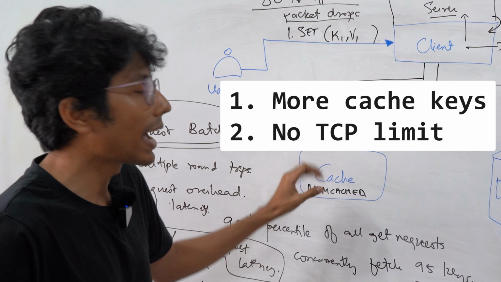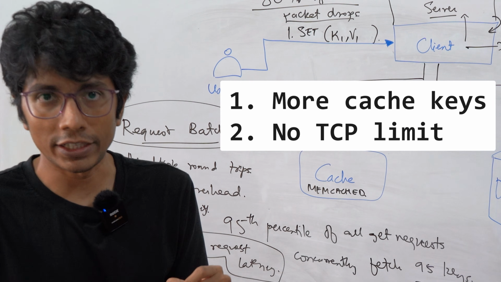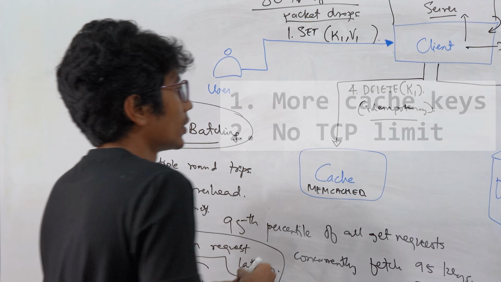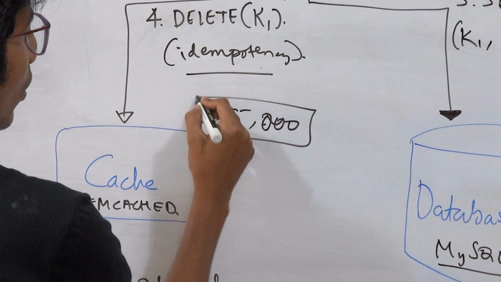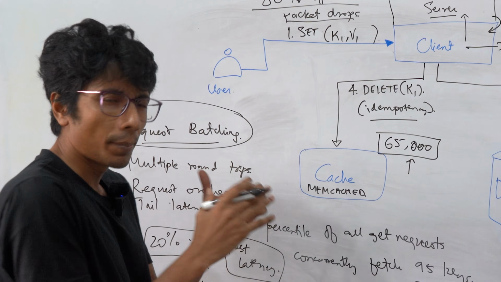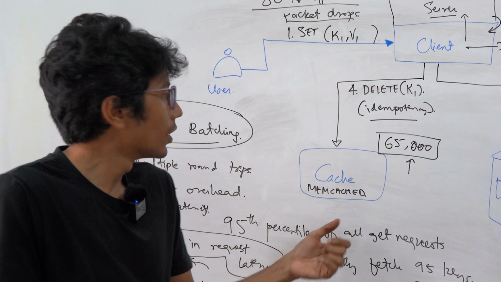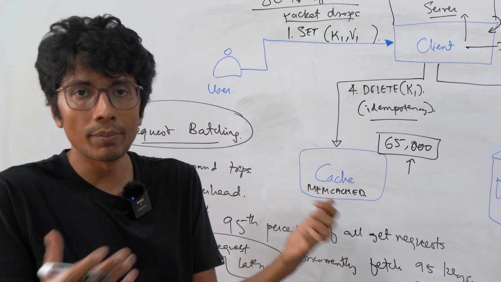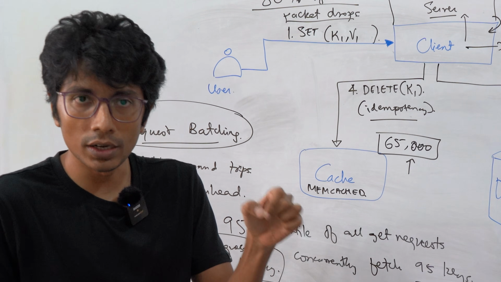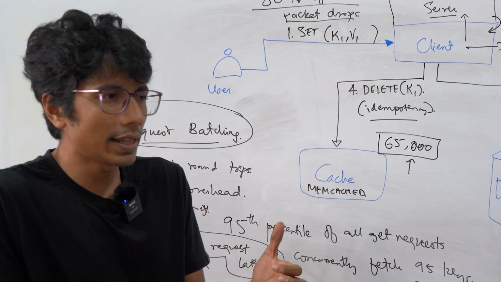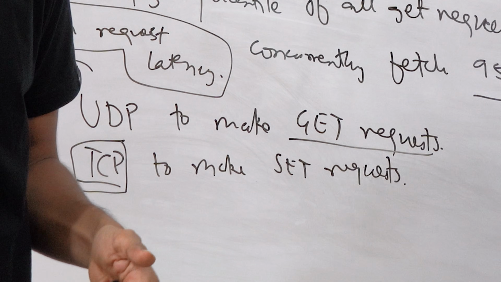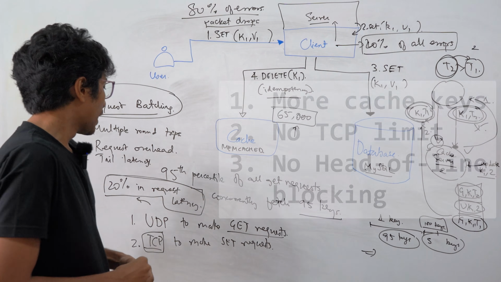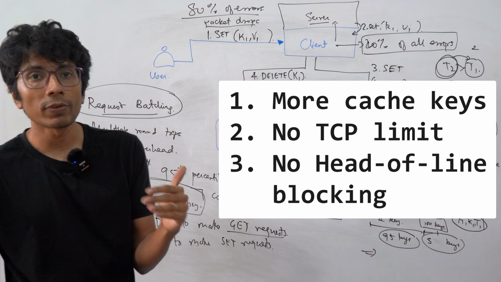The second thing is you don't have a limit to the number of keys you can fetch in a cache. If you look at file descriptors, then that's something like 65,000 per server. Facebook had updated this. The number of connections that a cache could host was more than 1 million. So they went in the Unix kernel and made those changes. But eventually they said that, we don't really need GET requests to go through TCP. Let's just use UDP. And the final benefit here is that you don't have head of line blocking.